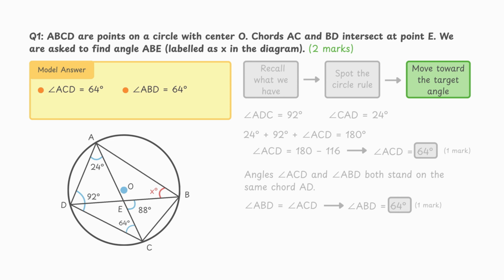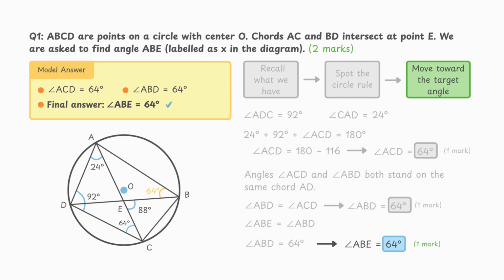Now step 3, move toward the target angle. We are asked to find angle ABE. Look carefully at the diagram. Angle ABE and angle ABD are actually the same angle at point B. So angle ABE equals angle ABD. And since angle ABD is 64 degrees, angle ABE must also be 64 degrees. So the final answer is angle ABE equals 64 degrees.